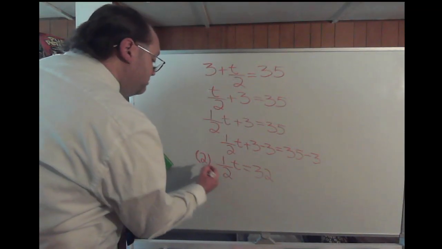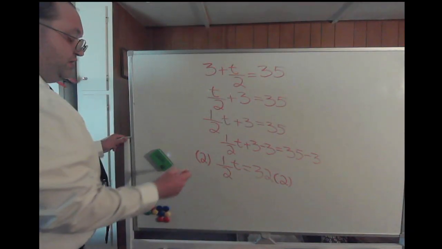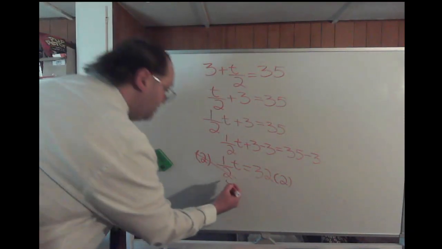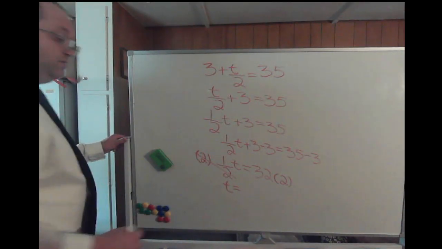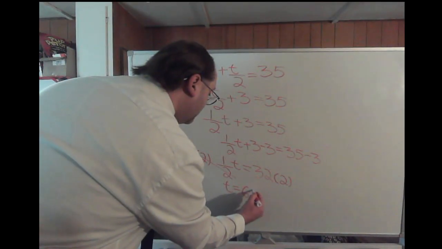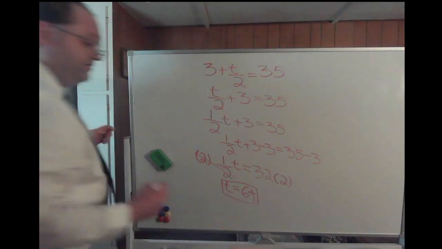But what you do to one side, you got to do to the other. So on the left side, the 2's will cancel out. You'll just be left with t is equal to, what's 32 times 2? 64. So the value of t in this equation is 64.